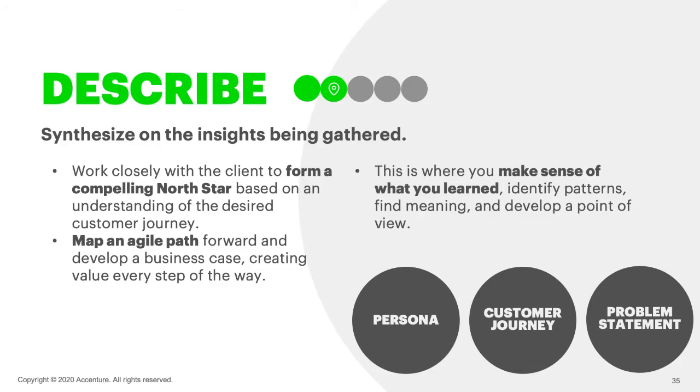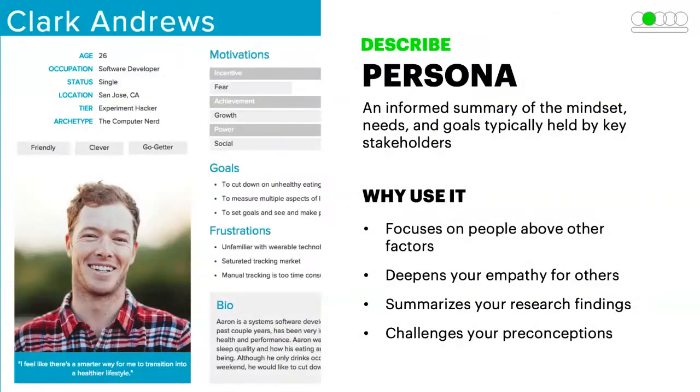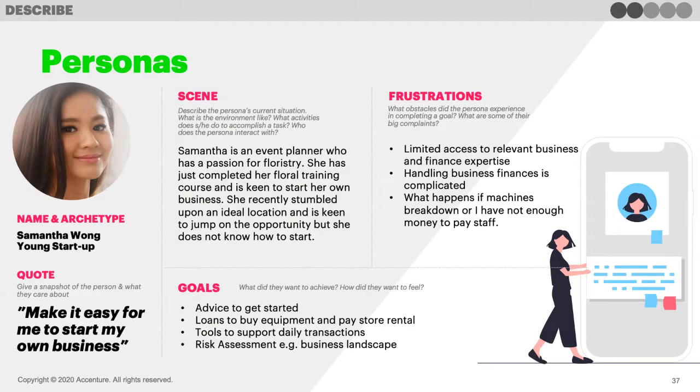So on the next three methods I'm going to show you, these are good techniques you can start off in organizing your findings. So by definition, a persona is an informed summary of the mindset, needs, goals, and typically of your top key stakeholders. And there are certain reasons why we normally use this in design thinking, but let me show you an example. So as an example, we have Samantha Wong.